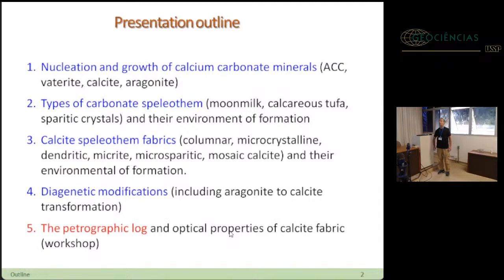So the presentation outline starts with the nucleation and growth of calcium carbonate minerals, and then we will see quite quickly the different types of carbonates: speleothems, moonmilk, calcareous tufa, and spar calcite crystals, and their environment of formation. Then we will focus on calcite speleothem fabric, which is the main topic of the workshop, and we will discuss diagenetic modification, including aragonite to calcite transformation. During the workshop, we will tackle the petrographic log and the optical properties of calcite fabric.